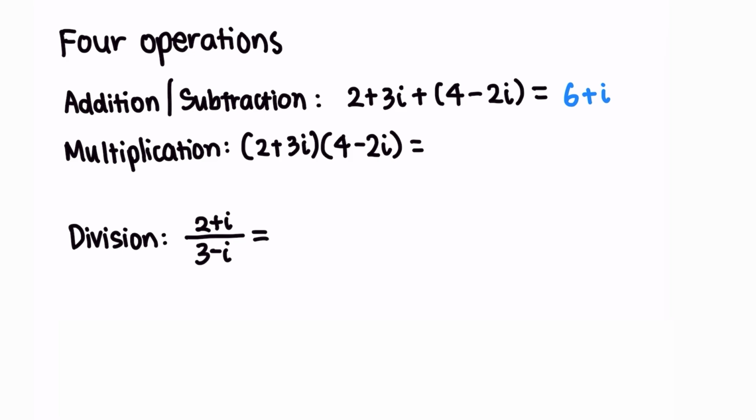So for multiplication, we can treat this like a rainbow expansion. We get 2 times 4, which will simply give us 8. And then, let's do 2 times negative 2i, which will net us minus 4i. Again, let's do 3i times 4, which is just plus 12i. And the final part, where we have 3i times negative 2i.